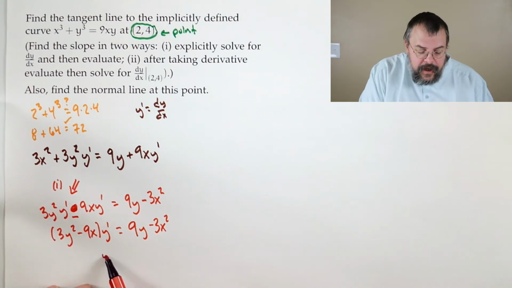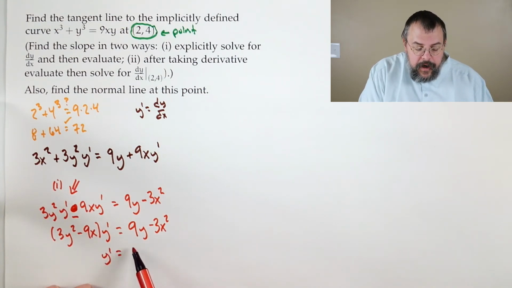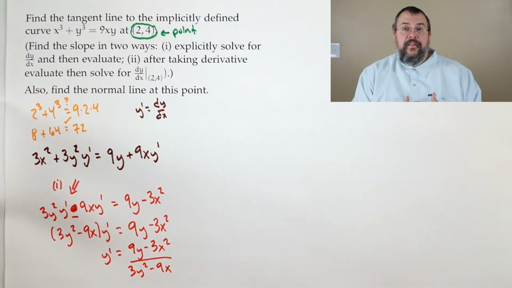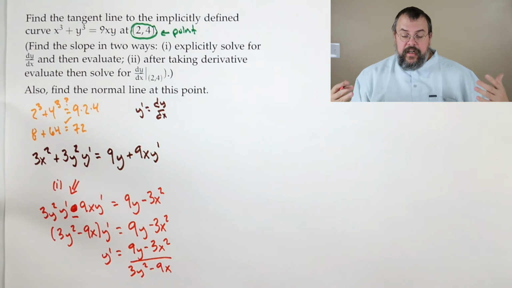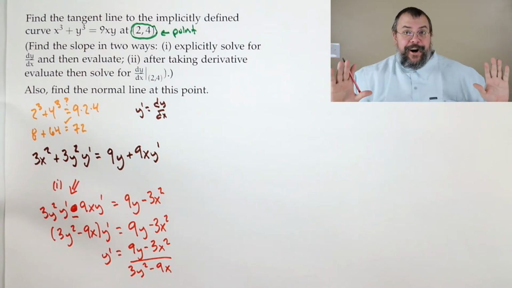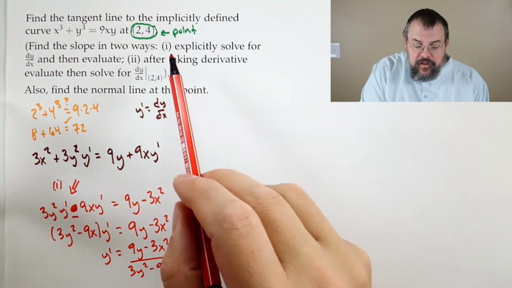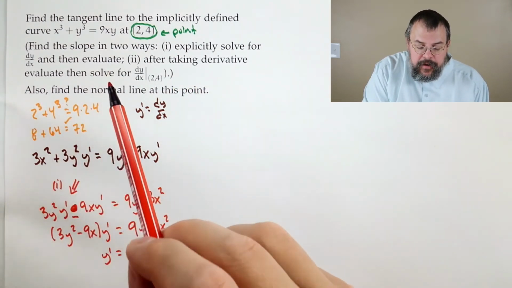So now we divide. We get that y prime is 9y minus 3x squared over 3y squared minus 9x. Okay, so that's the generic. That's dy dx at any arbitrary x and y. Now, what we've done is we've explicitly solved for dy dx, then we evaluate.